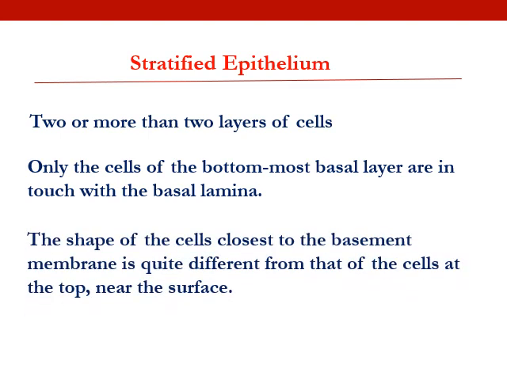The shape of the cells closest to the basement membrane is quite different from that of the cells at the surface, because mitosis takes place in the basal cells. As the cells differentiate, they move upward in the epithelium.